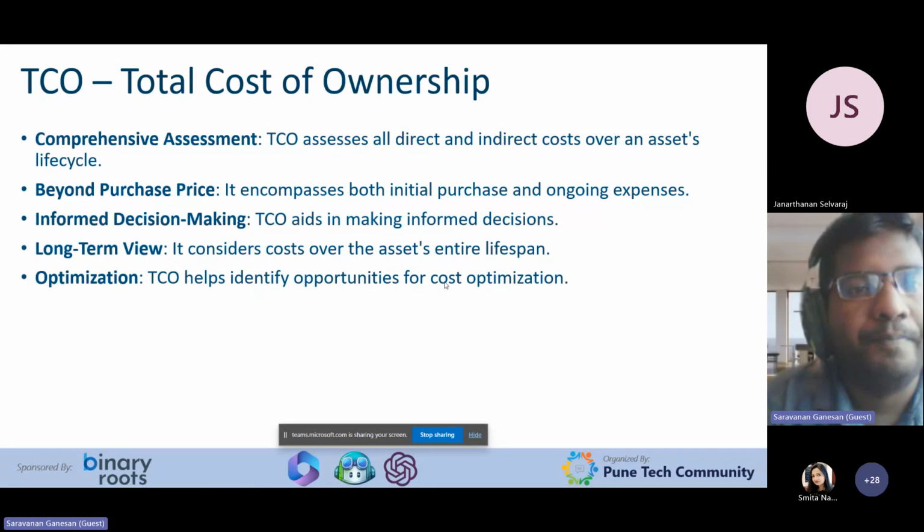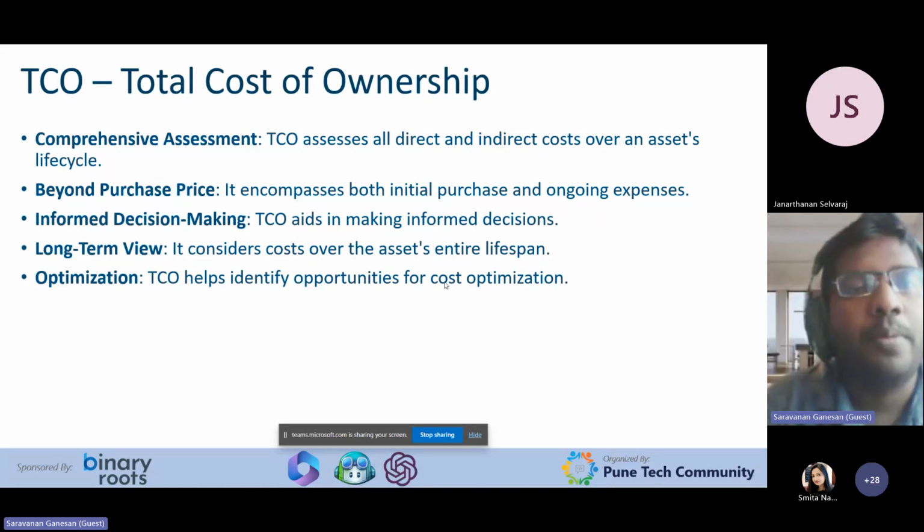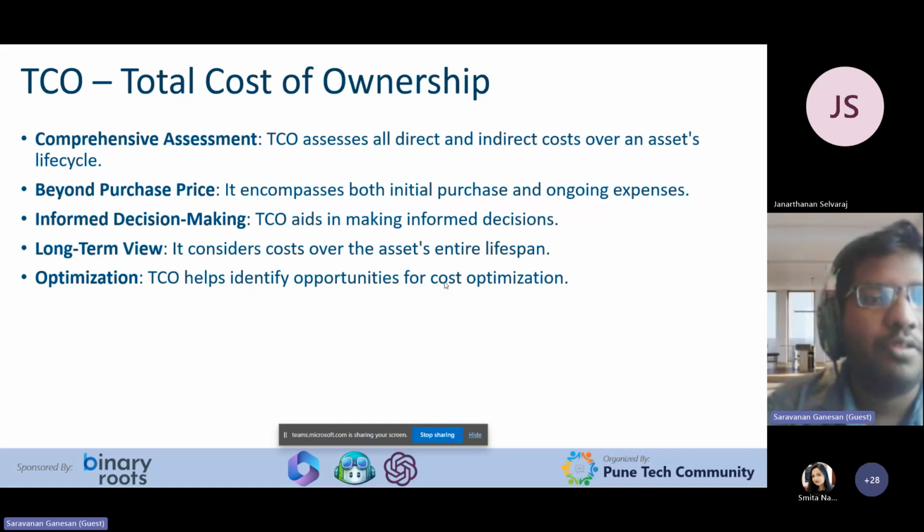So we'll come to TCO point by point. Comprehensive assessment means TCO will tell a particular subscription owner all the direct and indirect costs involved over an asset's life cycle. For example, direct cost is buying a subscription and utilizing these services. Indirect cost means maintenance of those services. So if we use TCO, this kind of direct and indirect cost calculation can be done, and these assessments can be given to the subscription owners.